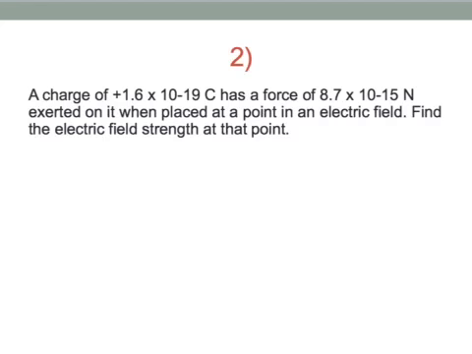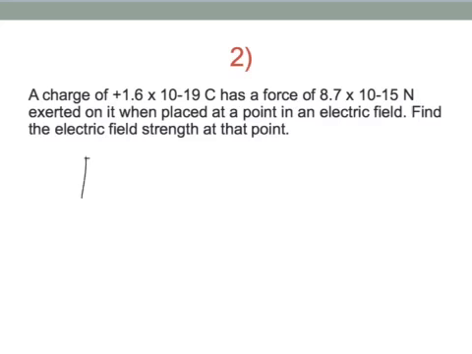Question 2. A charge of positive 1.6 times 10 to the power of negative 19 coulombs has a force of 8.7 times 10 to the power of negative 15 newtons exerted on it when placed at a point in an electric field. Find the strength of that electric field at that point.